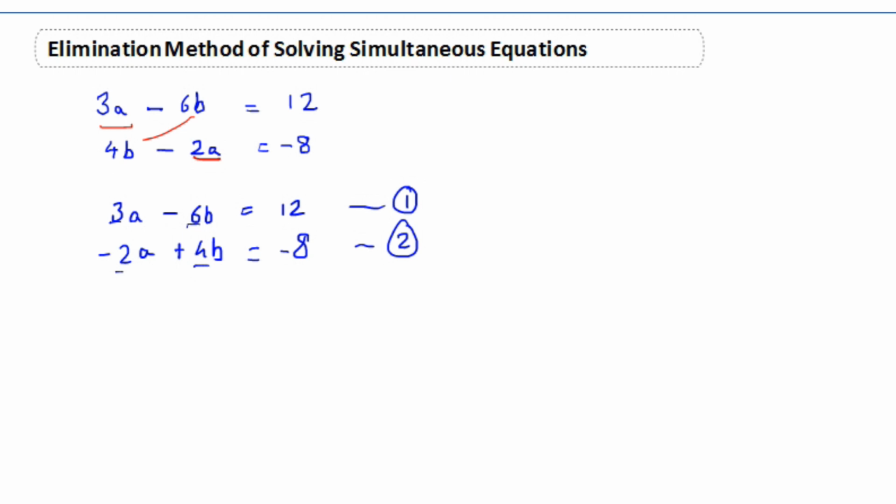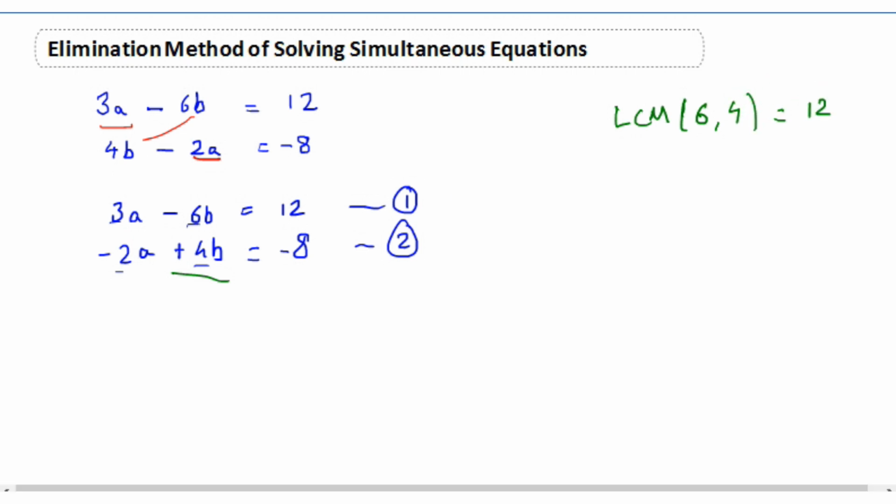Well, that problem can easily be managed, because what I'm going to do is multiply both equations by some number so that we can get the same coefficient. Well, let's target b then. If we want to eliminate b, what can we do? We have got two numbers there, 6 and 4, and we find the LCM of that. So LCM of 6 and 4 is how much? 12.